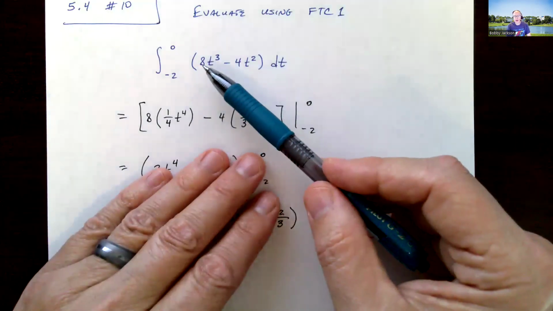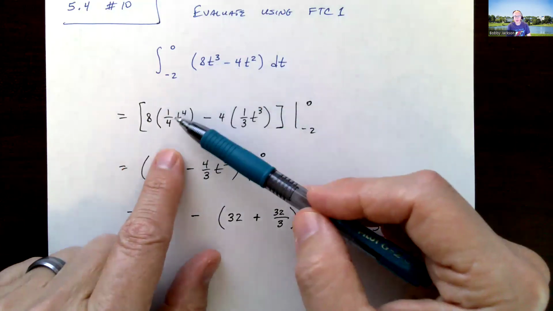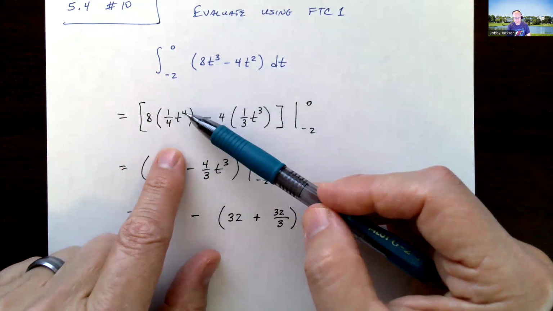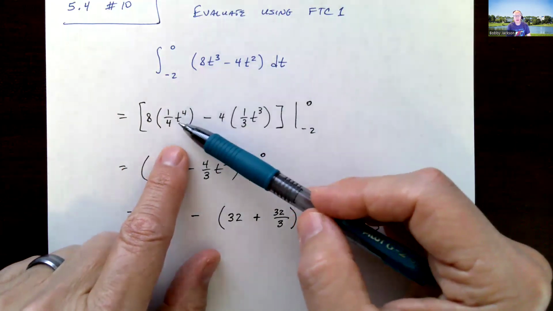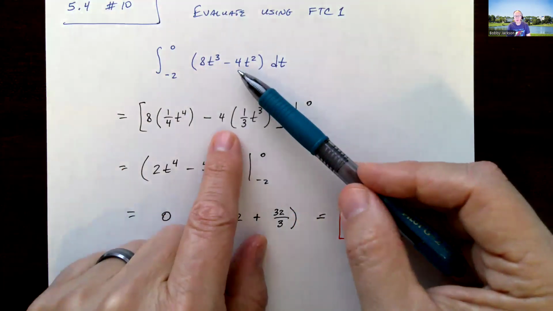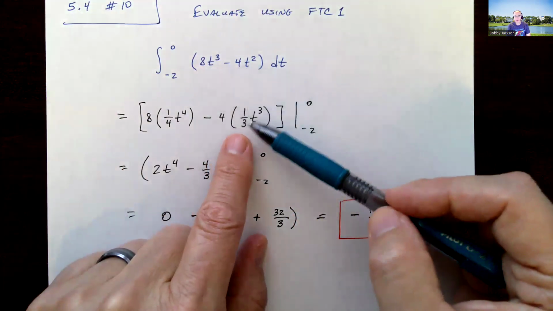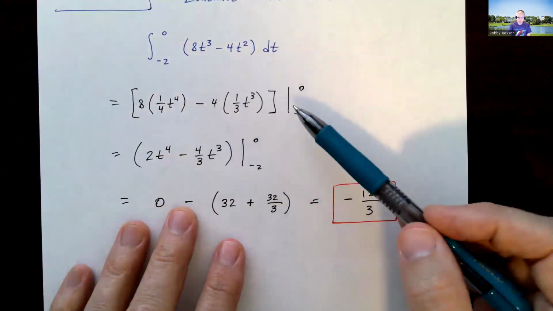Well, I've got 8 as a constant multiple. The antiderivative of t cubed by the power rule is 1/4 t to the fourth. Right? We add 1 to the exponent and divide by that quantity. And then so here I'll pull out the 4. Antiderivative of t squared is 1/3 t cubed. Just clean this up a little bit. Of course, this is the way you should write it.